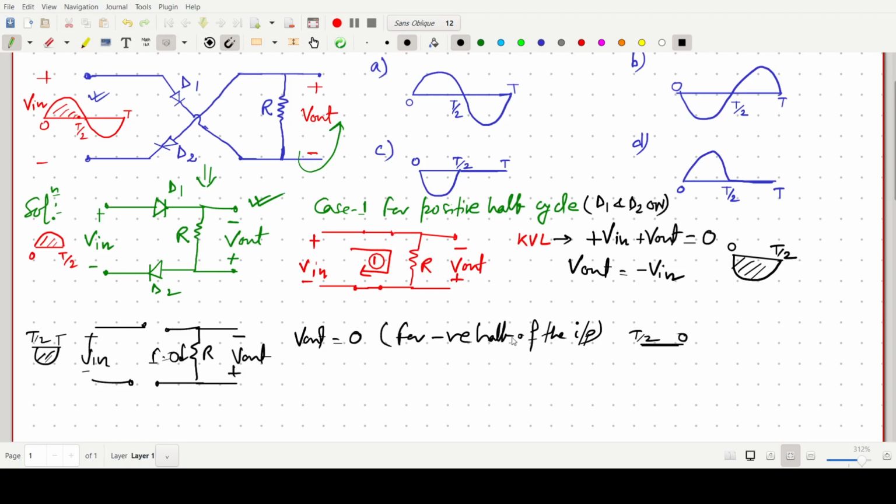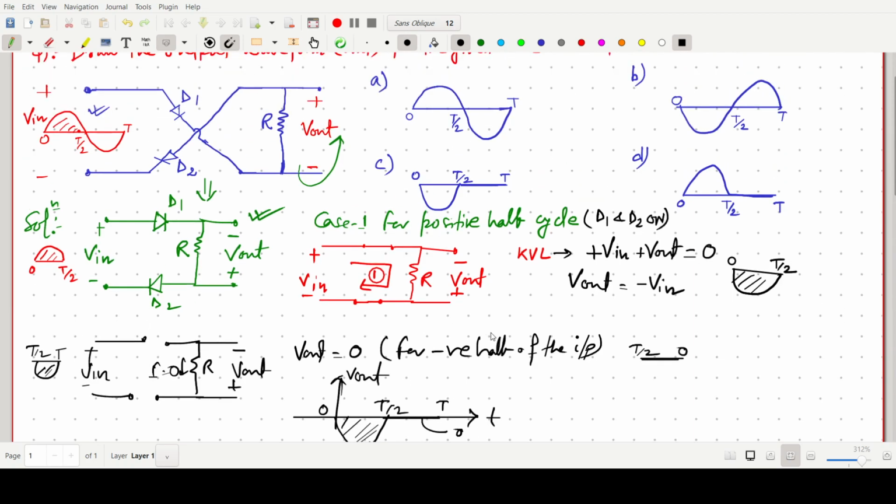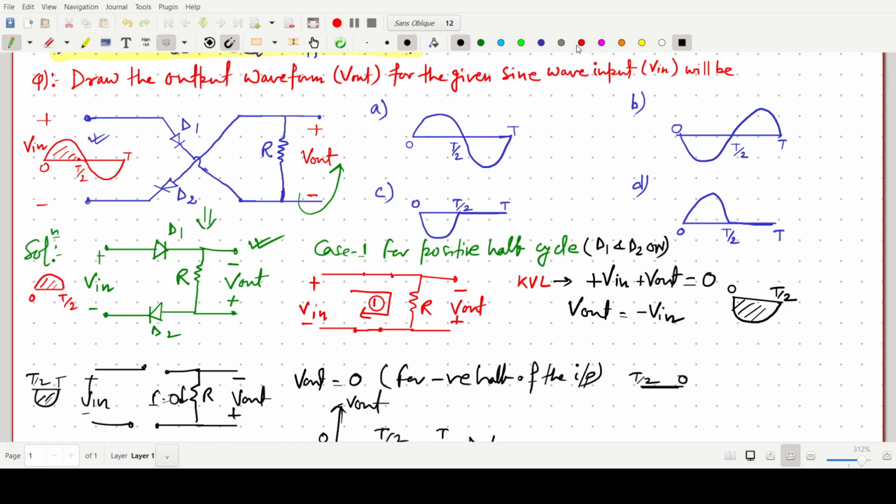So the final output response will go like this, 0 to T by 2 and T. For 0 to T by 2, it should be minus V in, and for T by 2 to T it should be 0. So this one is the output waveform. The final response will be this C. So C is the correct answer for this question.